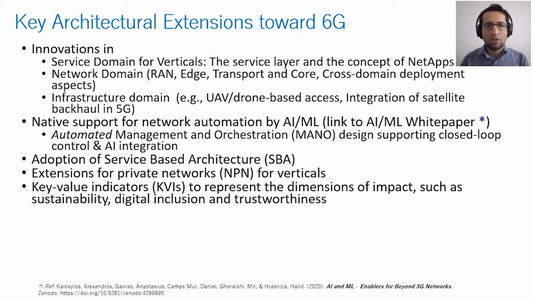So, the key architectural extensions towards 6G, we have captured in the white paper innovations in the service domain for verticals, like the notion of NetApps. The extensions in network domains like RAN, edge, transport, cross-domain deployment aspects are captured. The infrastructure domain includes drone-based access, also integration of satellite for backhaul that can be further extended with NTN towards 6G. The native support for network automation and AI/ML, with particular focus on automated management and orchestration, supporting closed control loops and AI integration. Adoption of service-based architecture possibly toward the RAN.